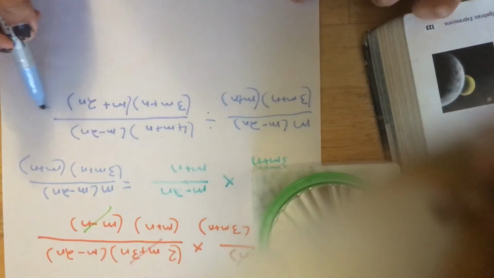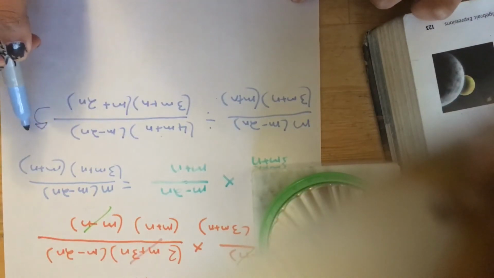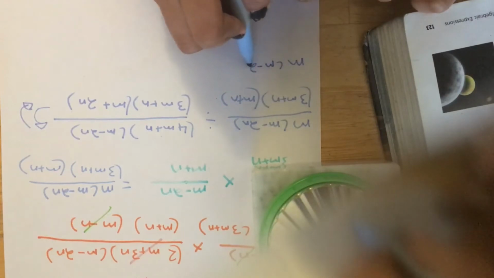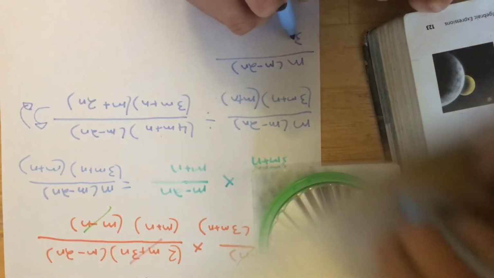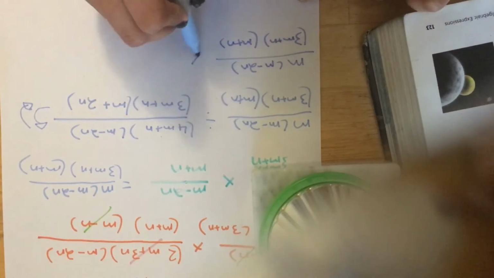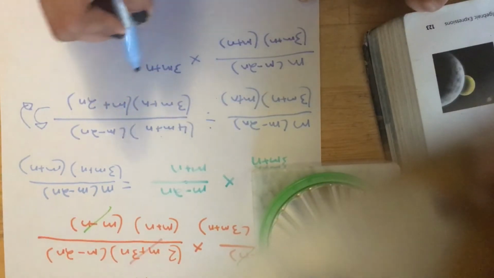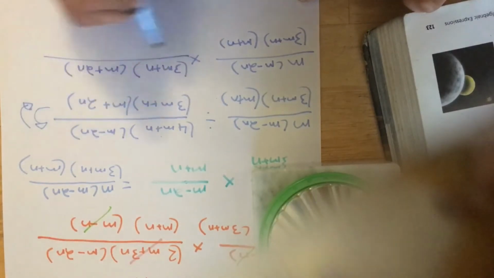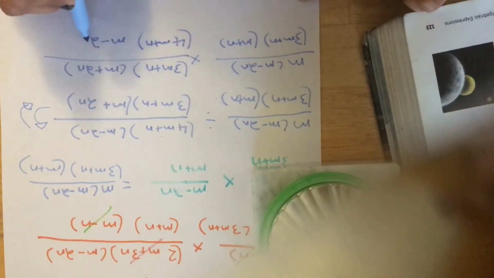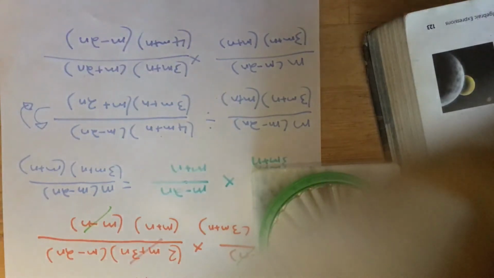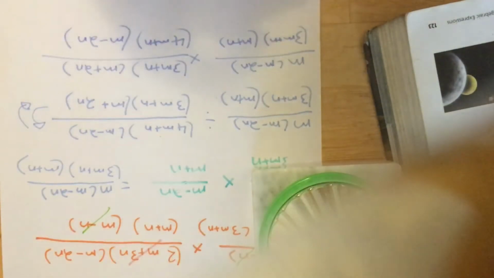So now this is going to become a multiplication problem. So we're going to switch this order around a little bit. So that's going to become 3m plus n and m plus 2n on top, and 4m plus n and m minus 2n on the bottom. And now we can go and start crossing out common factors.